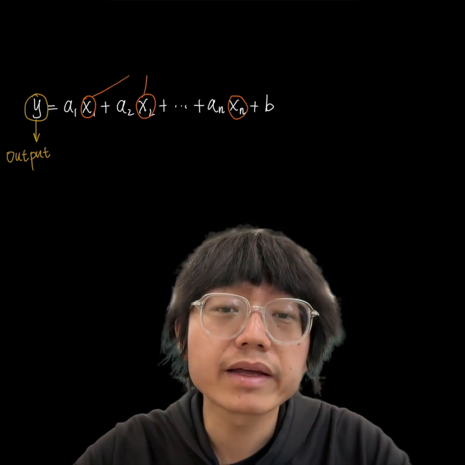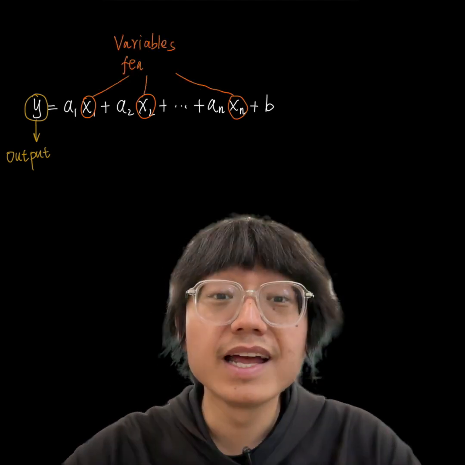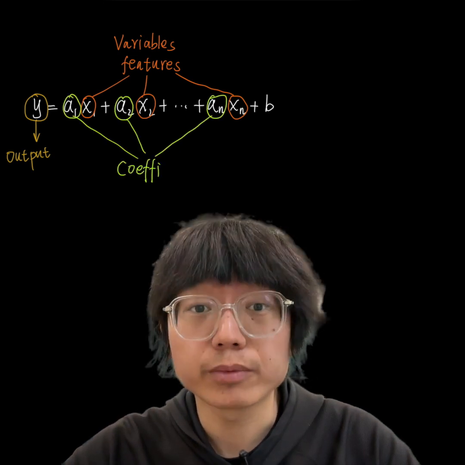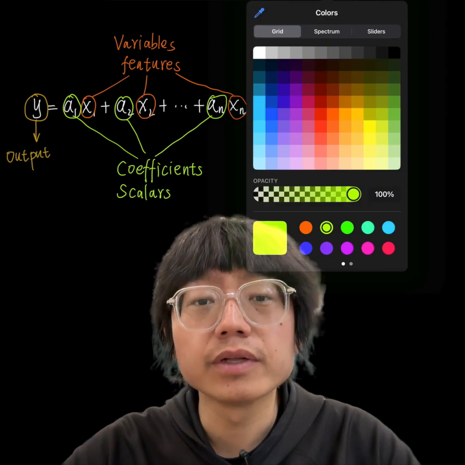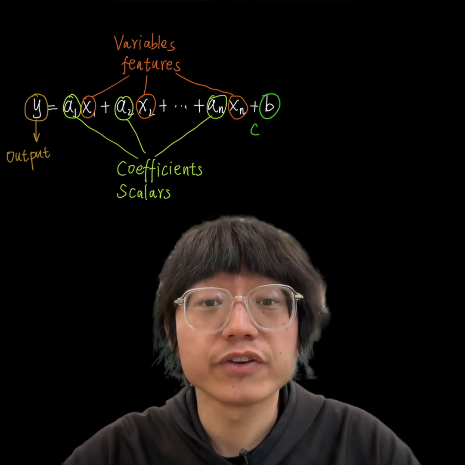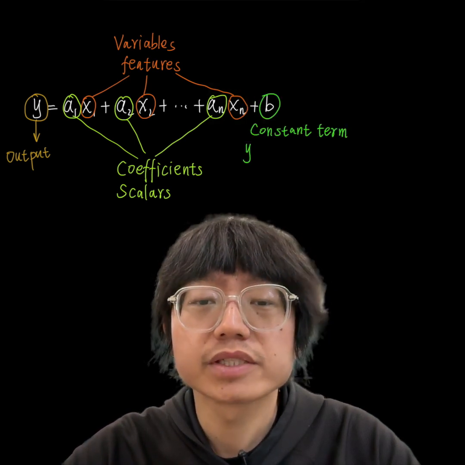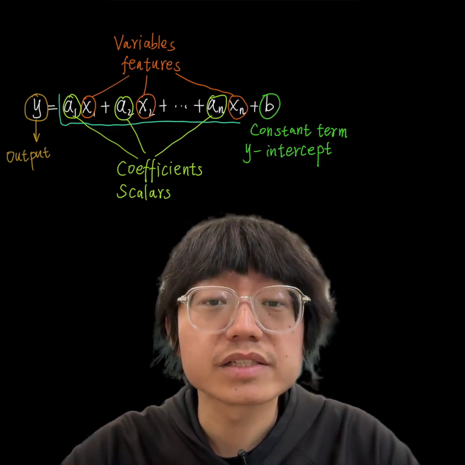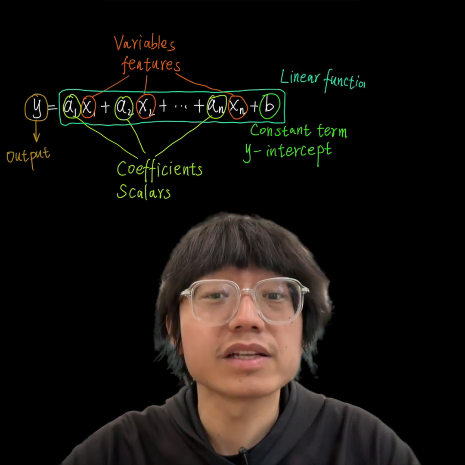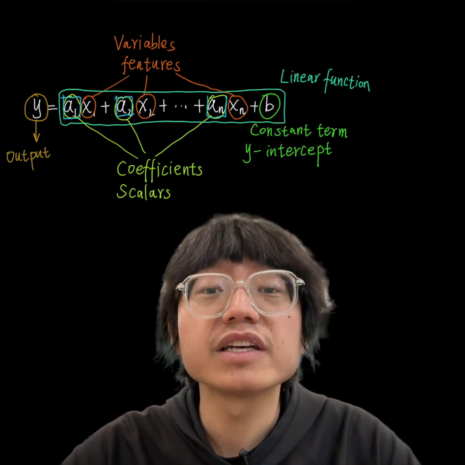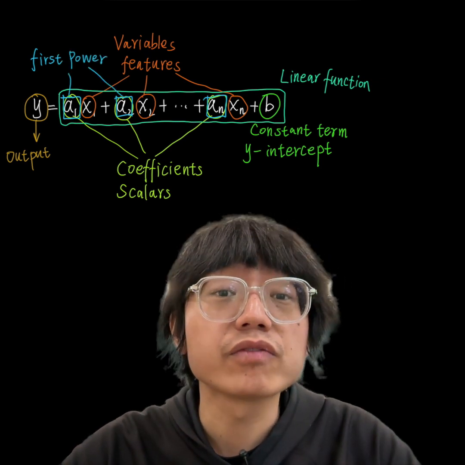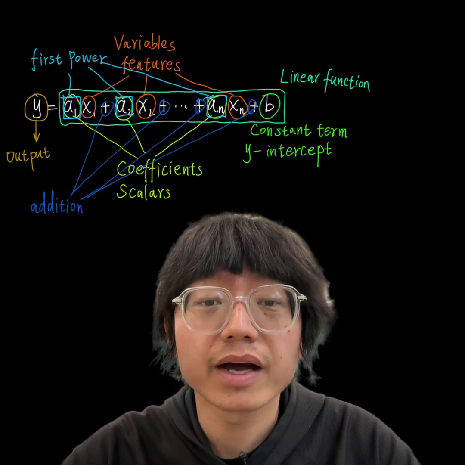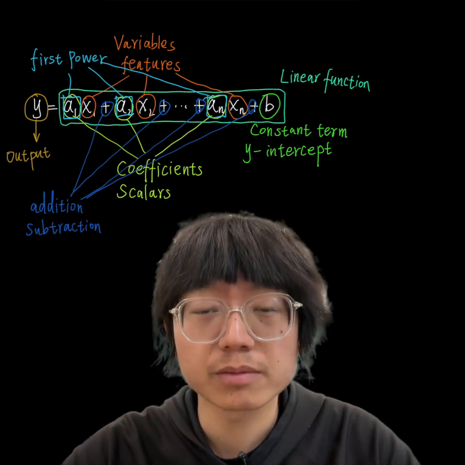In here, y is the output of the function. x sub 1, x sub 2, ellipsis, x sub n are the features or variables. a sub 1, a sub 2, ellipsis, a sub n are the coefficients of the variables, which represent the scalars multiplied by the features. b is the constant term or y-intercept of this function. This function is linear because each term involves only the first power of each feature, and these features are combined through addition and subtraction.